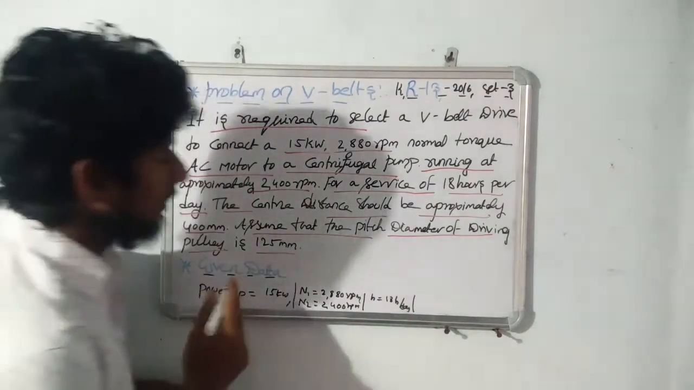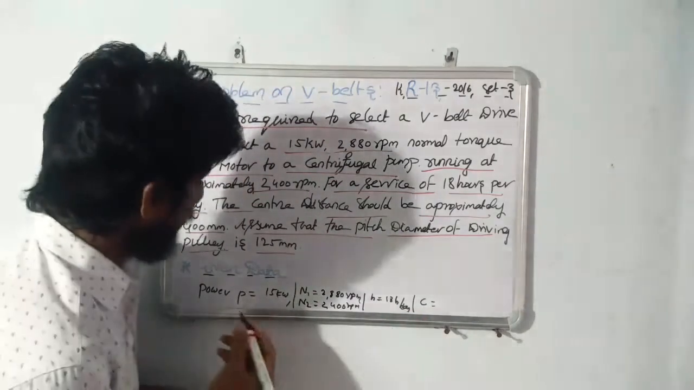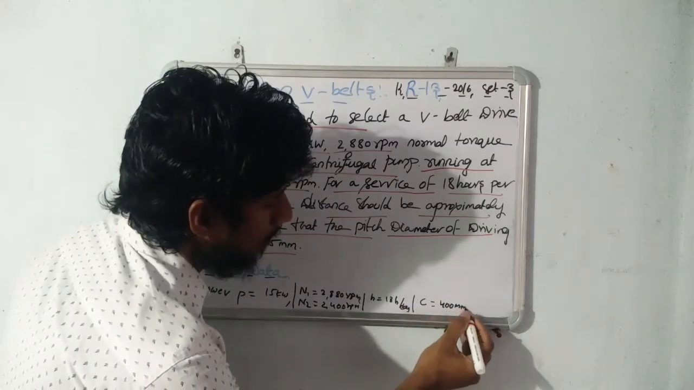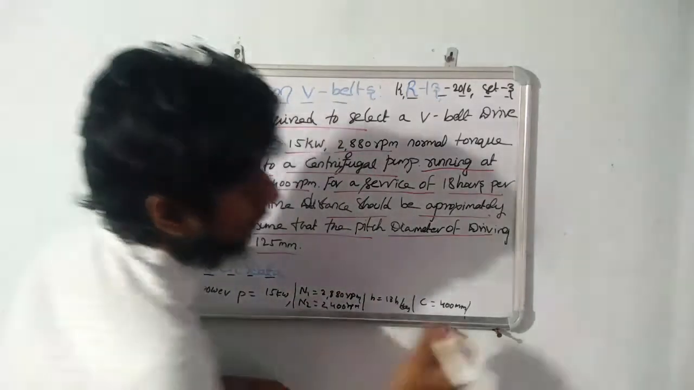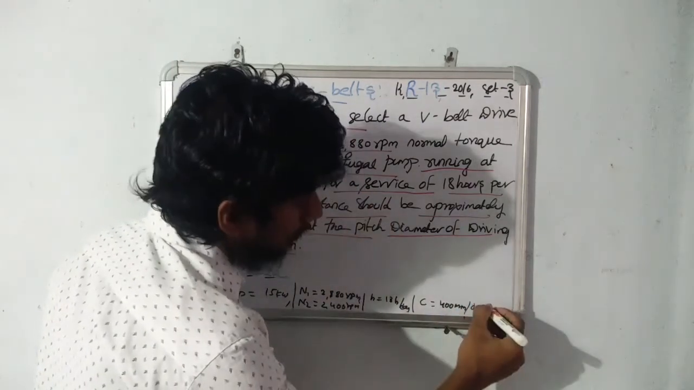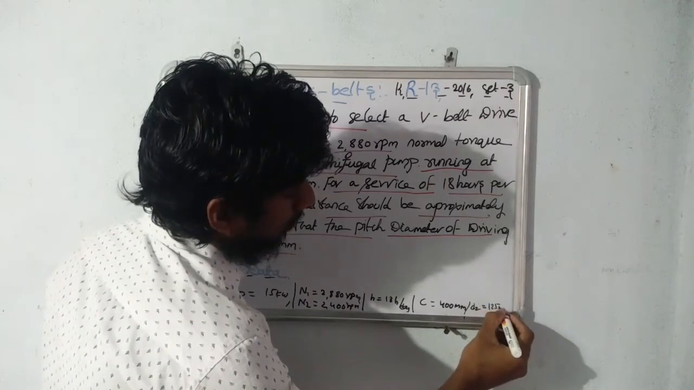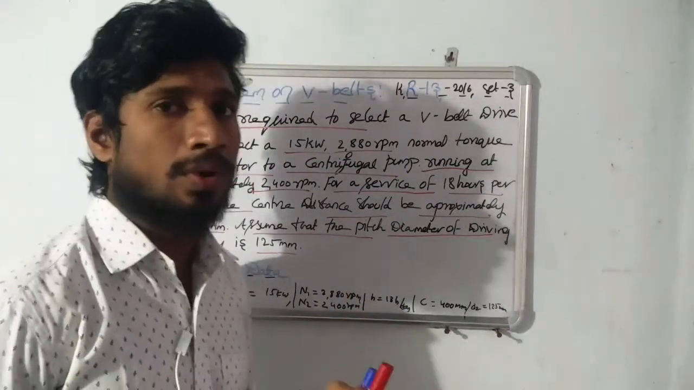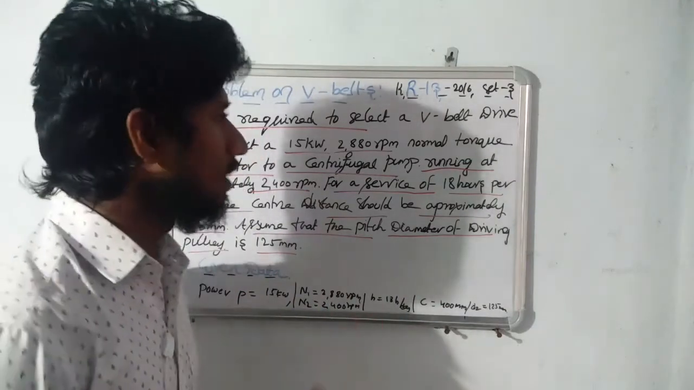Okay, and after that the center distance between the two pulleys, denoted by capital C, is 400 mm. Finally, the pitch diameter of the driving pulley, denoted by D2, is equal to 125 mm. So this is about the provided data. By using this data, we are going to design a suitable belt drive for the given application. So let's start the problem.